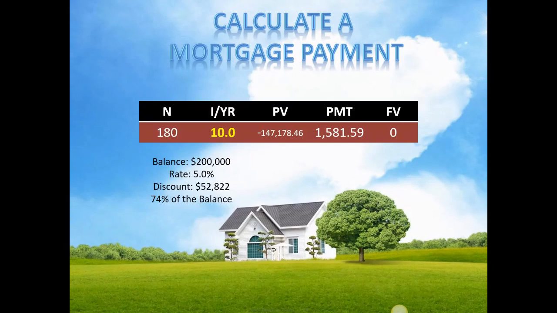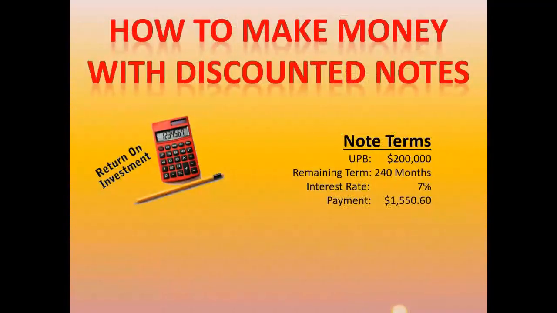But you guys see that? If I invest $147,000 and I'm collecting $1,581 a month for 15 years, then I'm actually earning 10% on my money. That's pretty large. And that's what I want you guys to understand. That's how you do this.